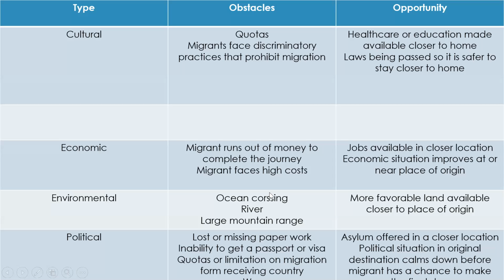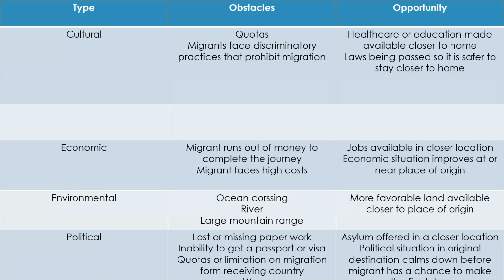I've broken it down here for you again. Economic obstacles: you might run out of money, you might face high costs. With intervening opportunities, maybe there's a job available in a closer location. Maybe the economic situation at or near your place of origin gets better.